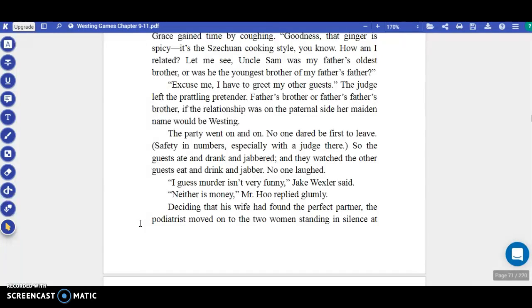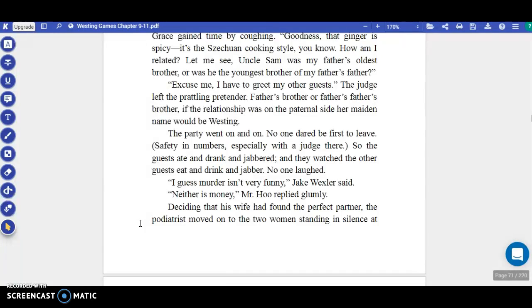No one dared to be the first to leave, safety in numbers, especially with the judge there. So the guests ate and drank and jabbered, and they watched the other guests eat and drink and jabber. No one laughed. "I guess murder isn't very funny," Jake Wexler said. "Neither is money," Mr. Hu replied glumly.